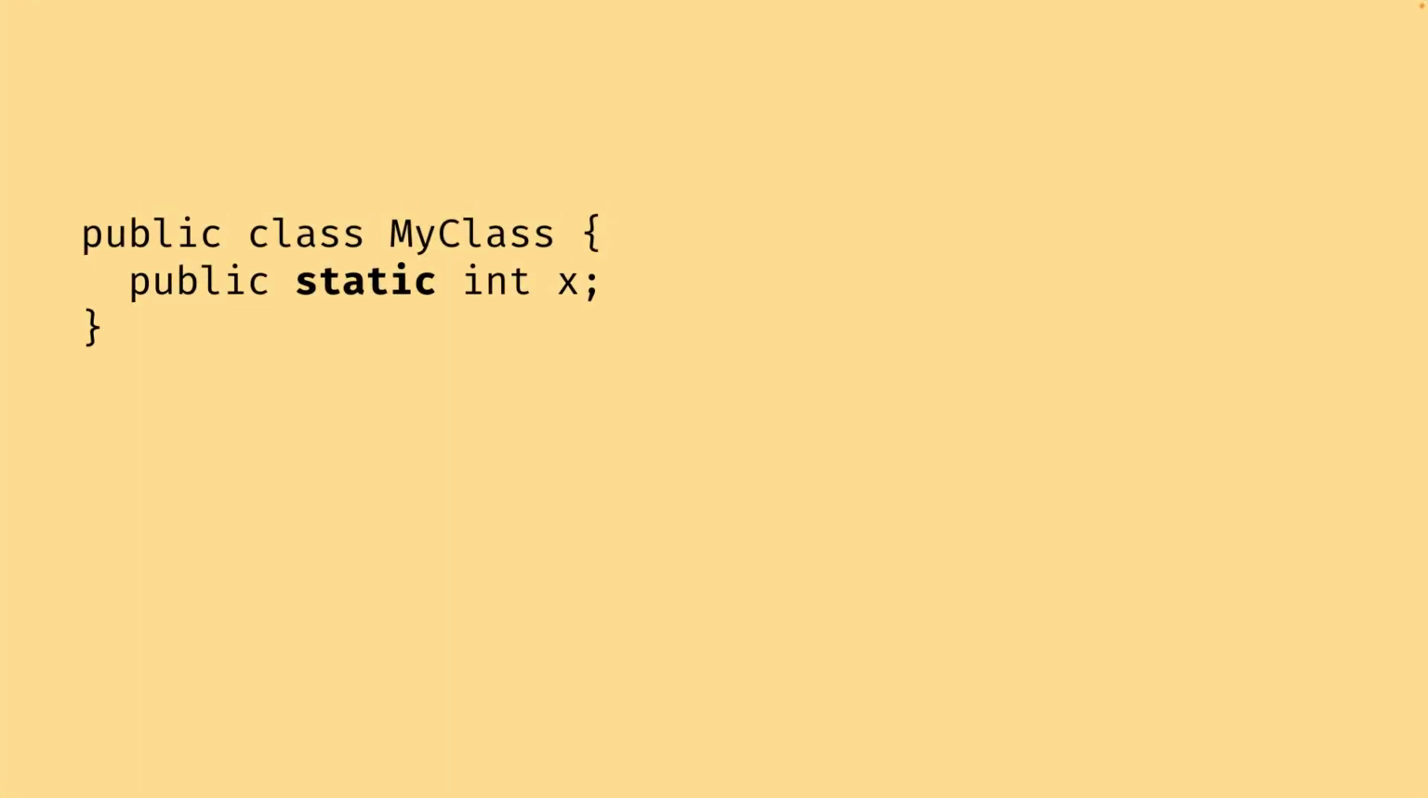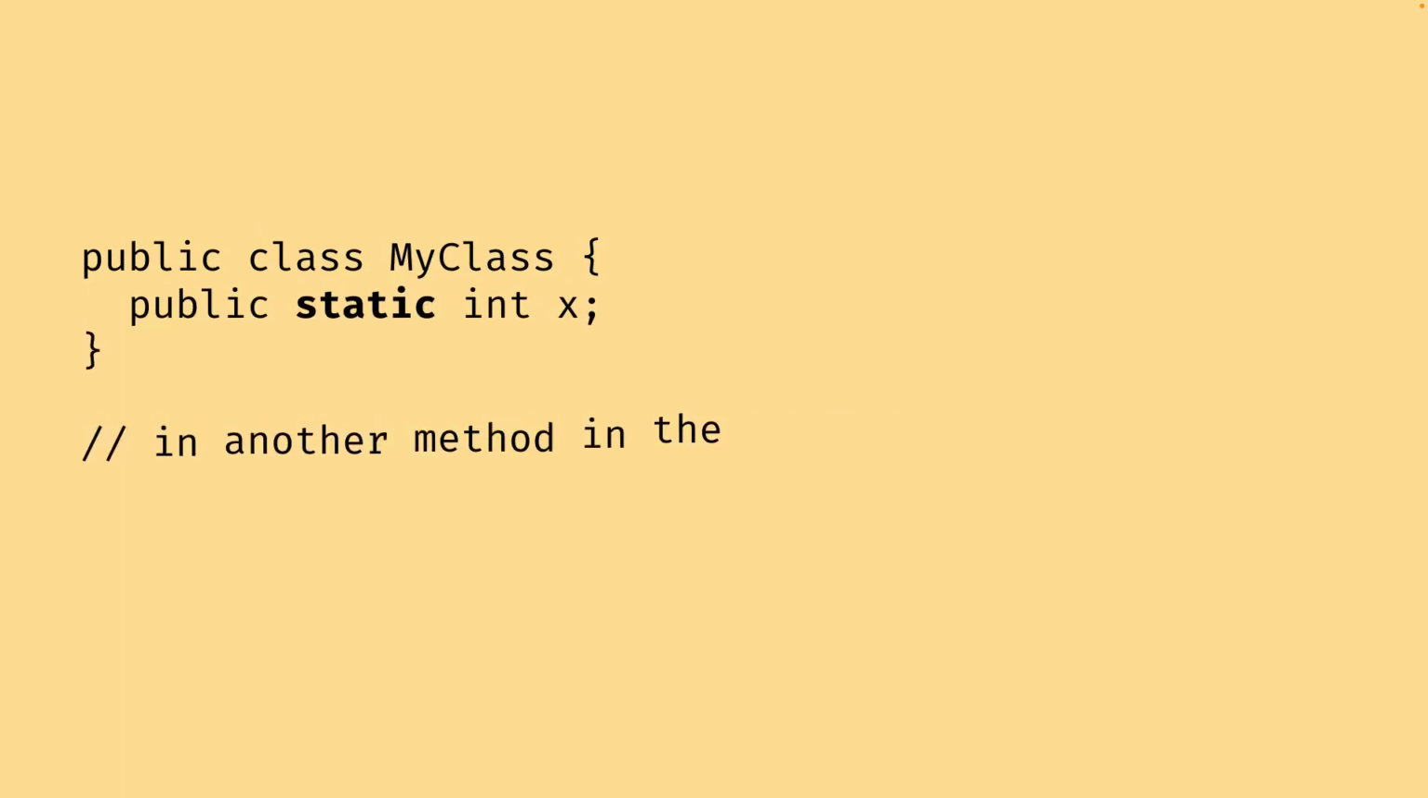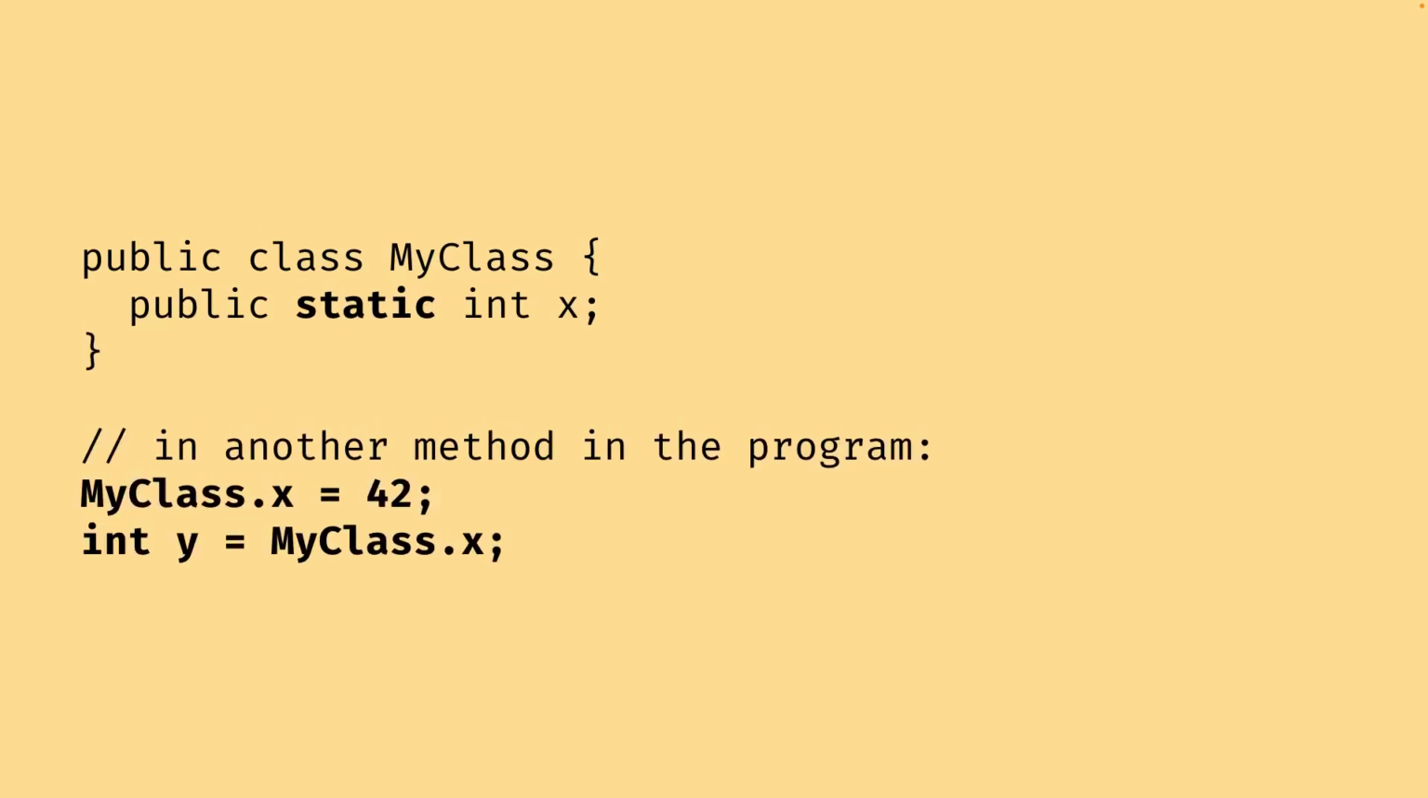Here's an example of how to use the static keyword on a field. We say public static int x. So a static field is a class member that is shared by all the instances of the class. To access and modify the value of x, we could write something like this. We can go MyClass.x directly, so we do not need to create an instance.